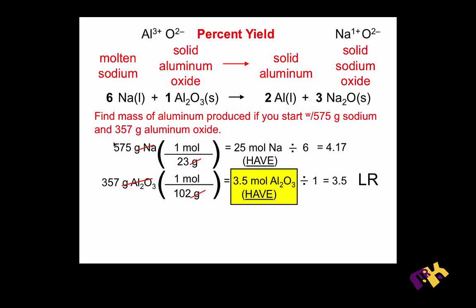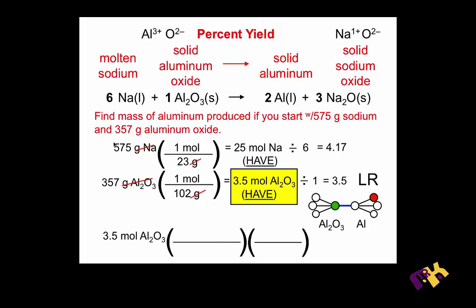We want to determine the mass of aluminum that we'll actually produce if we start with these values. We have to use the limiting reactant to run this calculation. So we'll start with 3.5 moles of the aluminum oxide, and we're going to convert from moles of aluminum oxide to aluminum in a 1:2 ratio. And we will then convert from moles of aluminum to mass in grams by using the molar mass. Crunching the numbers, we find that this is going to make 189 grams of aluminum.